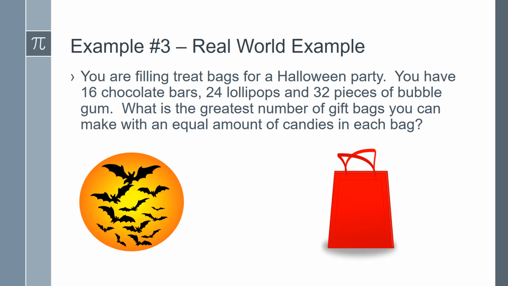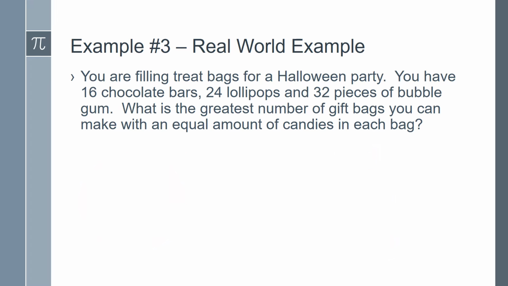Example number 3. You are filling treat bags for a Halloween party. You have 16 chocolate bars, 24 lollipops, and 32 pieces of bubble gum. What is the greatest number of gift bags you can make with an equal amount of candies in each bag? You can use either method of finding the greatest common factor to help you solve this problem. I've chosen to use the prime factorization method.